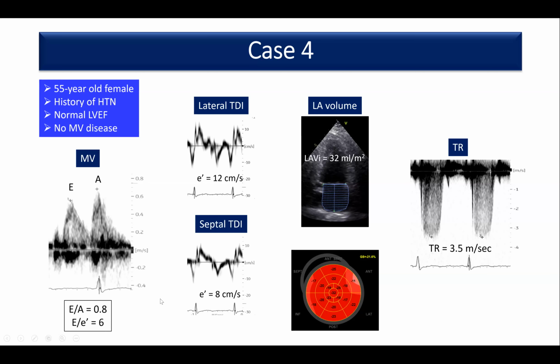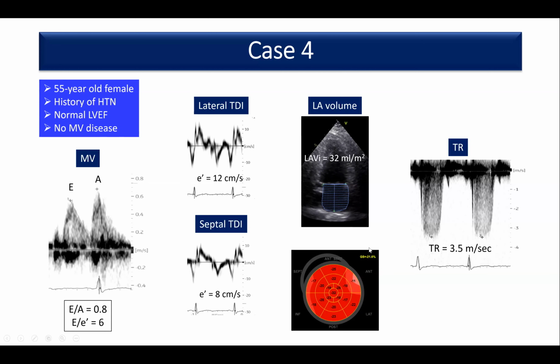The E to E prime ratio is 6. So we have a normal E prime here. The relaxation appears to be reasonably good, and your E to E prime ratio is normal. The left atrial volume index here is as well normal. And you can see, as I told you, the ejection fraction is normal. So is the strain, the GLS is as well normal at minus 21.6%.